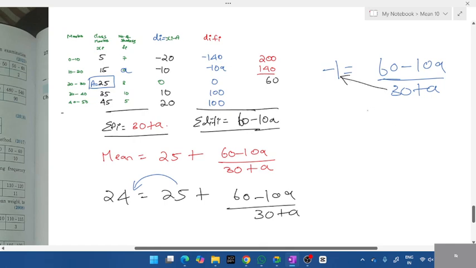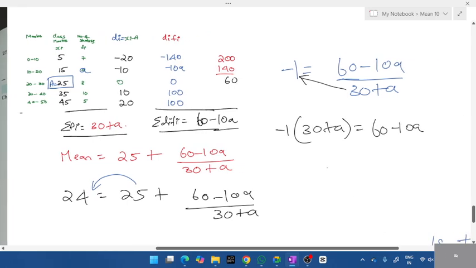Simple linear equation. You forgot the method. Minus 1, cross multiply this. When you open the bracket, what do you get? Minus 30 minus A is equal to 60 minus 10A. Complete this, find the value of it.